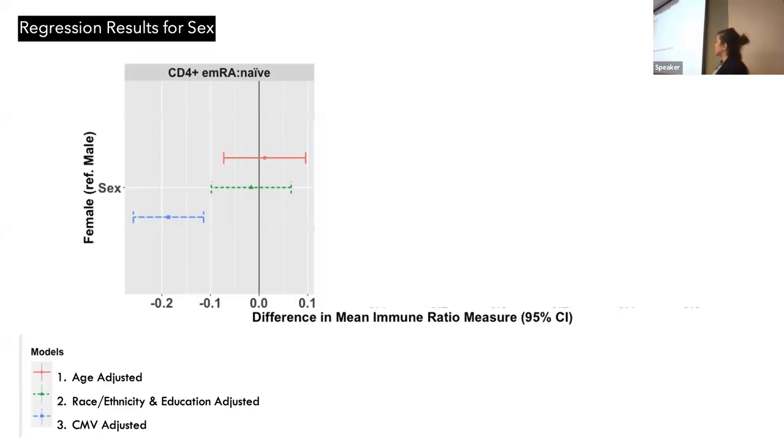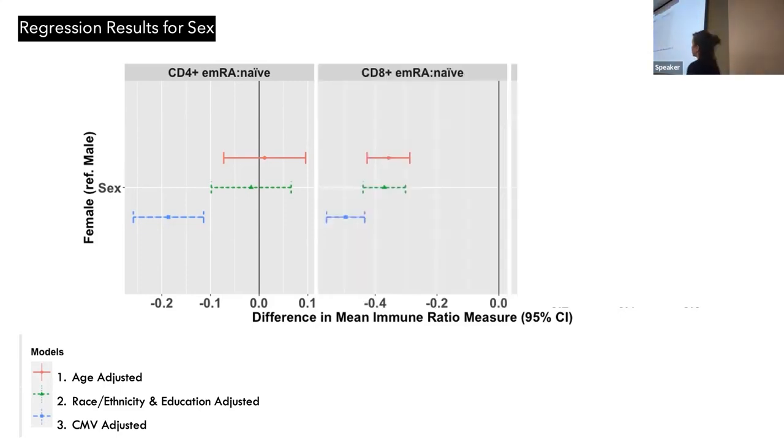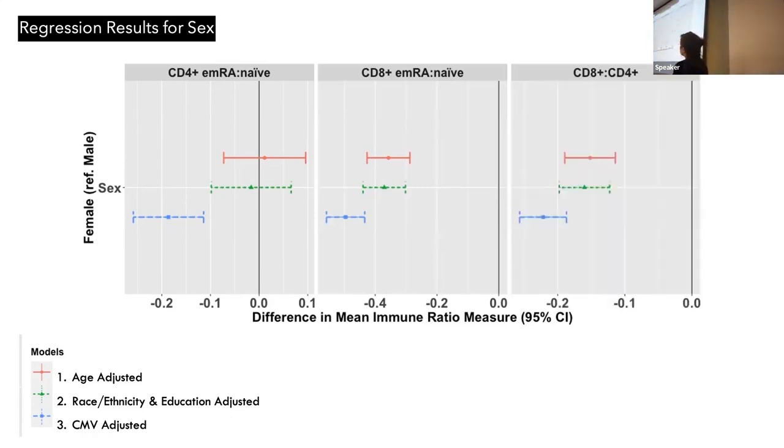For sex, what we see here, so this is the CD4 ratio measure. We see no real differences between the sexes, with males as the referent here for this ratio measure. But what you see is actually when you add in CMV, then you see that females have a lower level of the CD4 ratio measure compared to males. With the CD8 compartment, you see that across the board, females have a lower value of the CD8 ratio measure, and that gets even stronger when you add in CMV. And you see the same pattern in CD8-CD4.